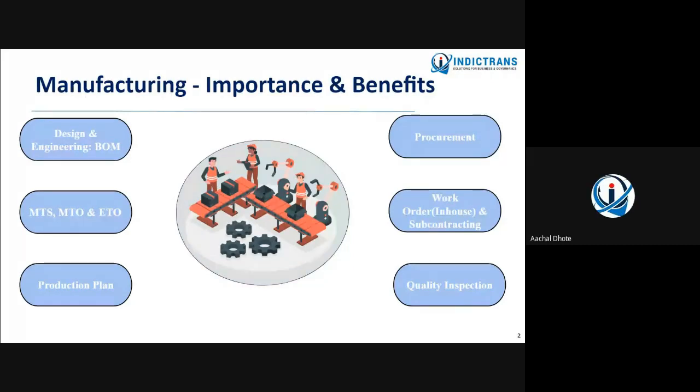Yes. Okay. Thanks. So we are going to discuss some of the benefits and importance of manufacturing. So first of all, here you have the capability to create a BOM. You can create a bill of material. You can define a recipe for how to manufacture your finished good. You can also define what raw materials you are going to use, what operations you are going to use for making an item. So that is what BOM is for you.